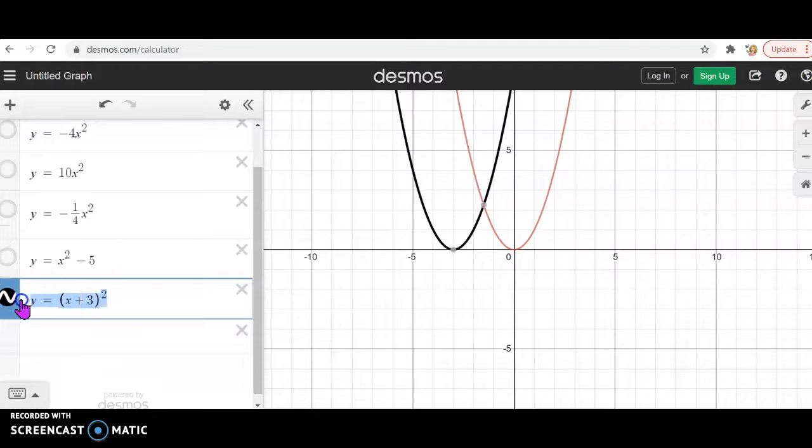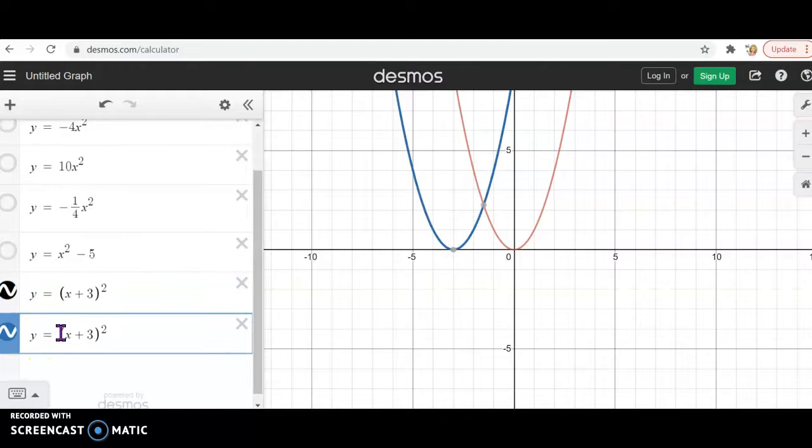So let's say, let me copy this and make another graph here.